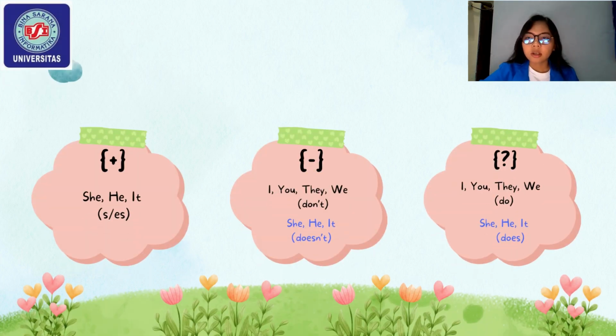Subject and usage. For a positive sentence with she, he, it as the subject, s or es can be added to the verb. For a negative sentence with the subjects I, you, they, we use don't, while for the subjects she, he, it use doesn't. And for an interrogative sentence with the subjects I, you, they, we use do, while for the subjects she, he, it use does.